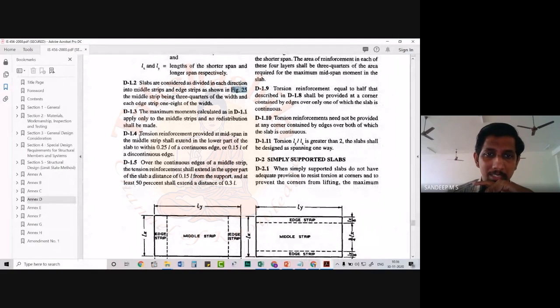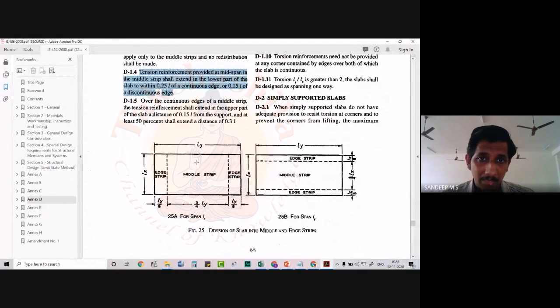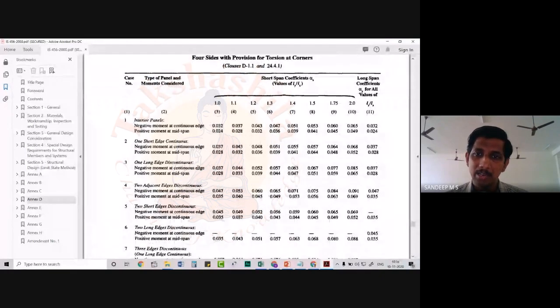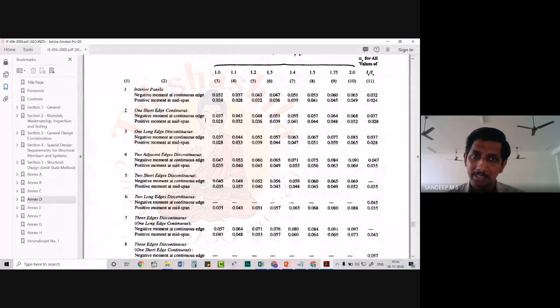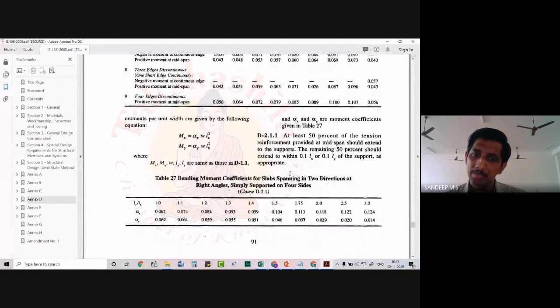Now, after this, it is regarding the provision of how we have to provide the reinforcement. These clauses we will discuss at a later stage. Before that, we have to see different conditions which can come up in practical cases. So if you see this table, Table 26, we have to find the values of alpha x and alpha y for performing the design of restrained two-way slabs. The other one was for two-way slabs which are simply supported.